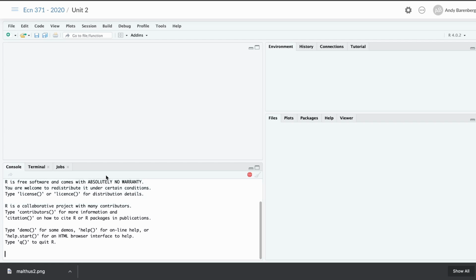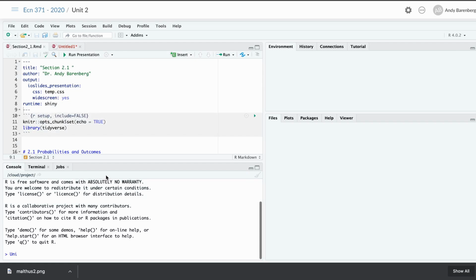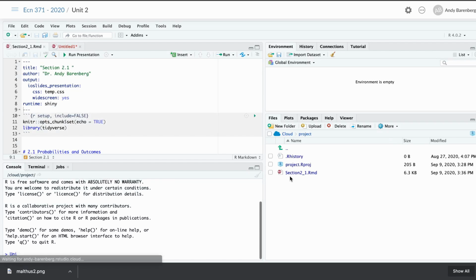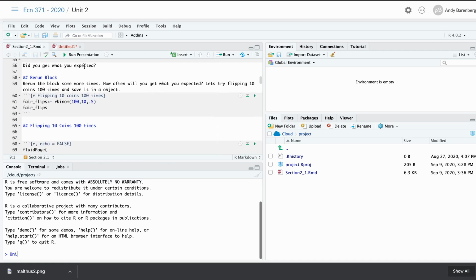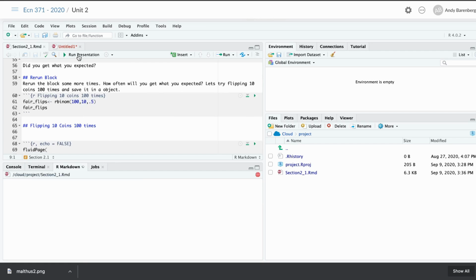And then once you wait for it to open, which might take it a second, and wait for the files to come up here, you'll see section 2.1.Rmd. If you click on it, it comes up here, and so you can see the code of how I created all of the slides here. And then if you click on run presentation, you'll see the slides that I'm going to be showing you here.